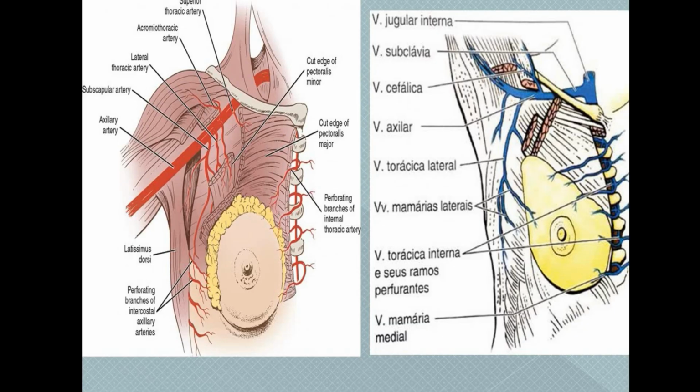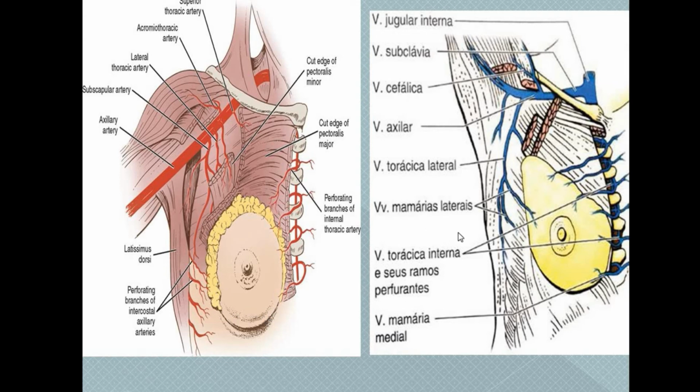Okay, again a summary picture that shows the medial side supplied by the internal mammary artery, the outermost side by the lateral thoracic and the thoracoacromial arteries, and the lower outer quadrant by the perforating branches of the posterior intercostal arteries and the axillary arteries.